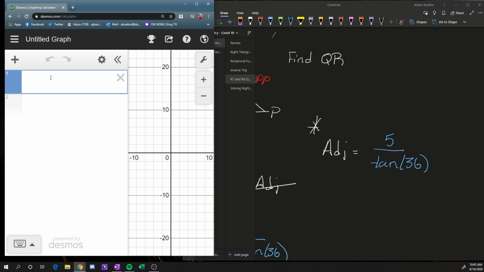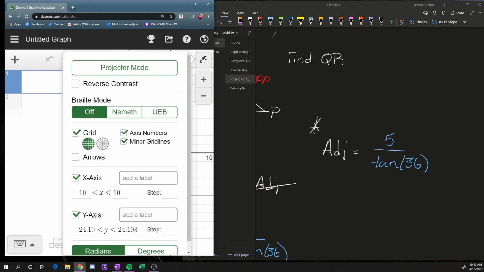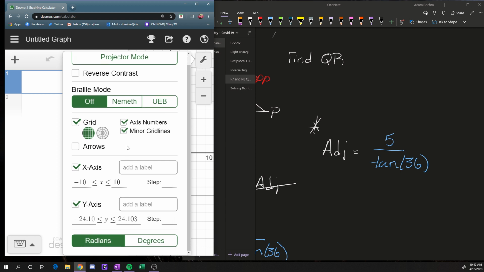On your calculator, if you have a TI-84, you just type in 5, the division sign, and then tangent 36. Hit enter. As long as you're in degrees mode, you'll get an answer. On Desmos, which I'll use until I can figure out how to put my calculator on my screen, the first thing you should do is make sure you are in degrees. So you need to go to this wrench up at the top right, go down to the very bottom of that tab that it opens, mouse over degrees, click it, and then you're in degrees mode.